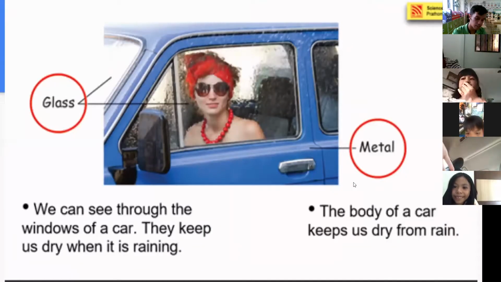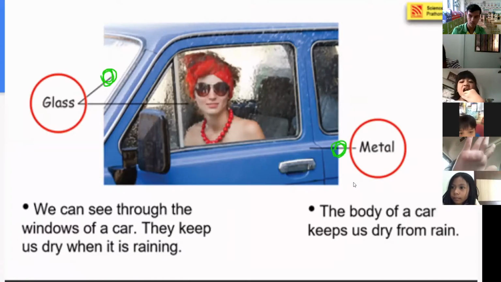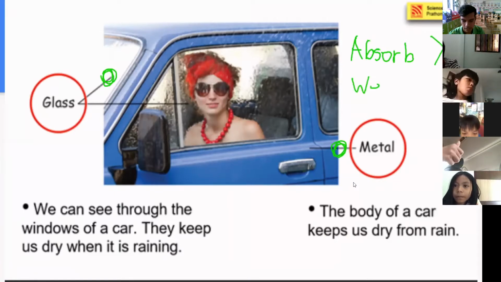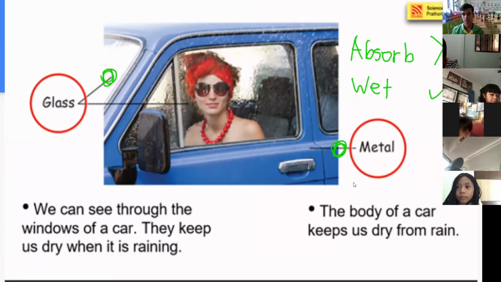Okay, students, now this one, glass here. Glass and metal. Absorb, no. Wet, W-E-T, yes. Glass, metal. Yes, glass, metal cannot absorb water, but they can get wet. No, no, no. Yes, yes, yes.